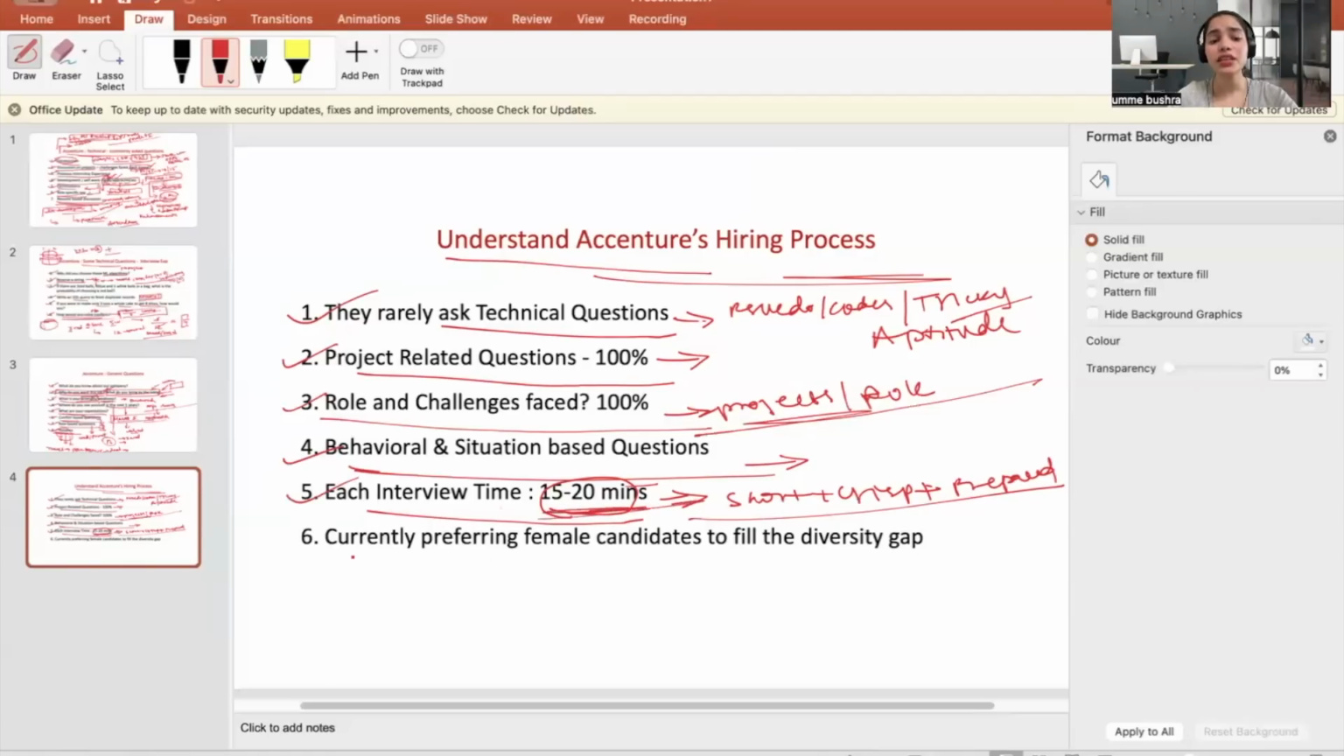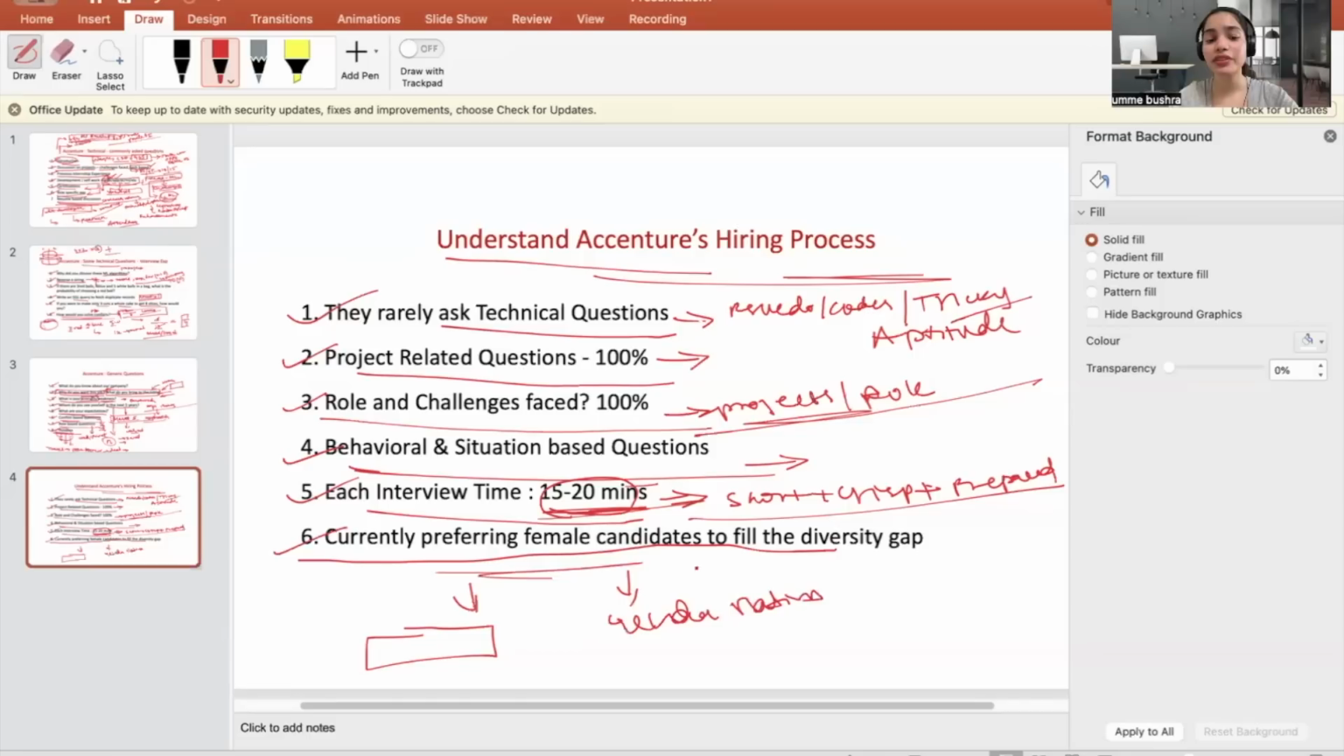The last thing that we've noticed is they are preferring female candidates over male candidates because they have to fill the diversity gap. Usually all of these companies have to strike the gender ratio. So they should try to hire an equal number of men and women. That's why they're currently preferring women to fill the diversity gap.